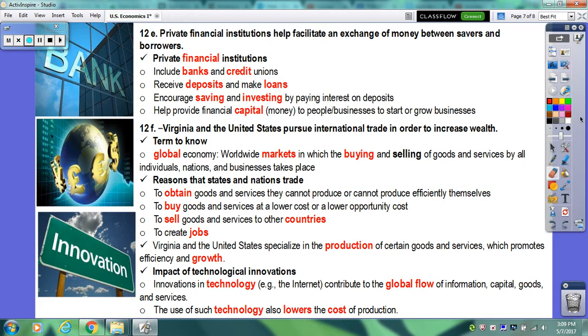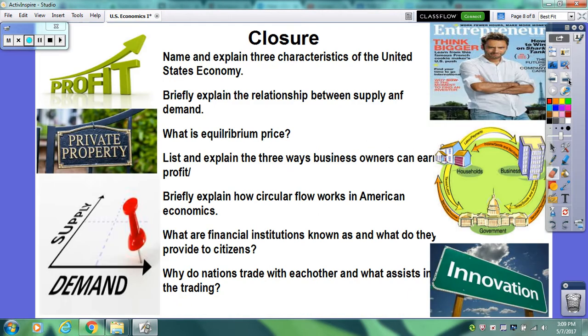So, we're just about done. A few questions for you, and we will be finishing up. So, name and explain 3 characteristics of the United States economy.